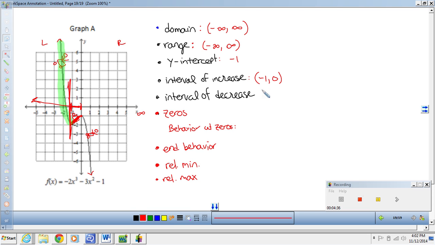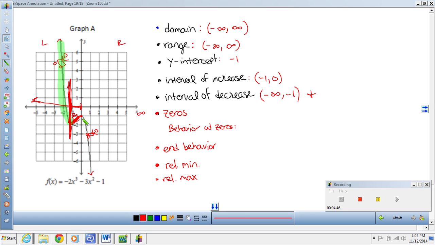So from the left side, from negative infinity to that point right here, that x value, that is -1. And then it started going back down again on this piece of my graph.